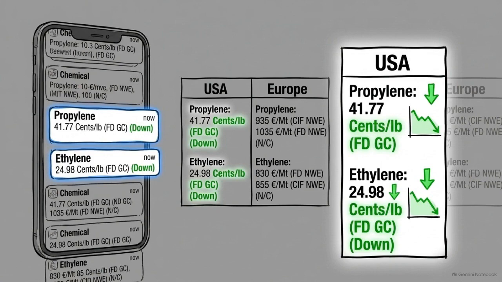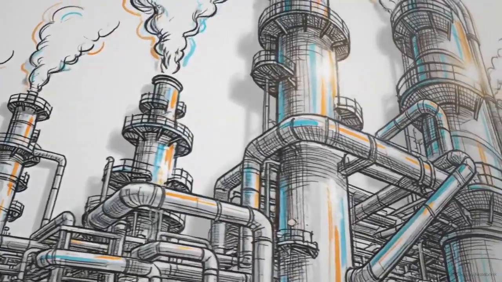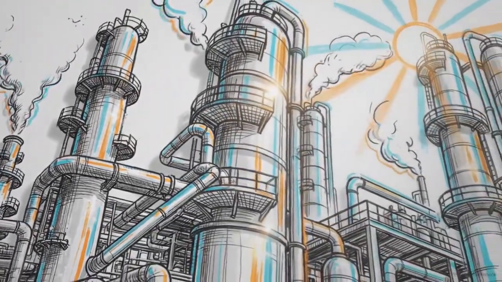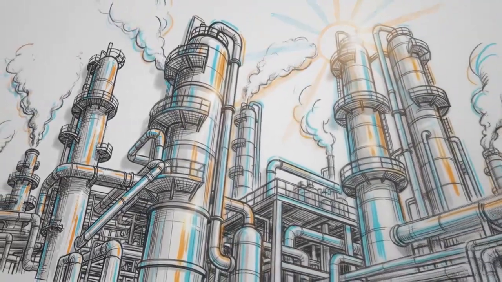Moving down the chemical hierarchy to the foundational olefins, we can extract the propylene and ethylene data for the USA and Europe. The United States data is quoted in cents per pound with a delivery term of FDGC, meaning free delivered to the Gulf Coast. For both of these monomers in the US market, the price trend is declining. This shows the US market is isolated from global naphtha volatility. American producers rely on domestic ethane cracking, providing a structural cost advantage.